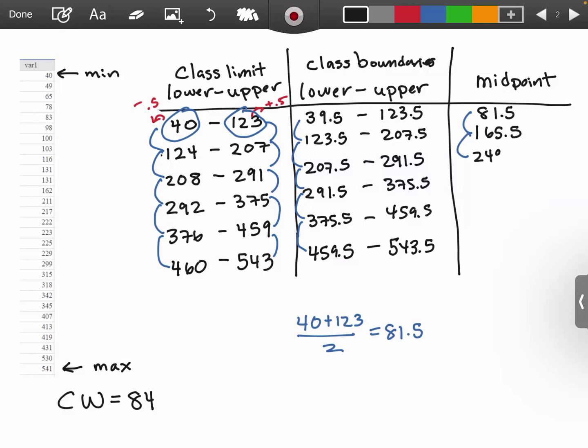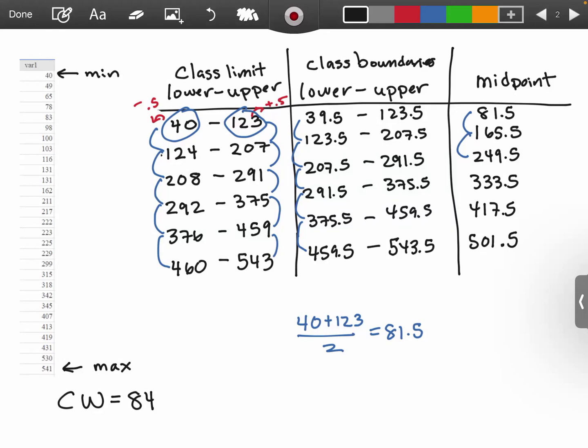249.5. If we add 84 again, we get 333.5. Add 84 again, you get 417.5. And then add 84 one last time. The midpoint of that last group is 501.5. All right, so these are the 3 main different ways to label your different classes.